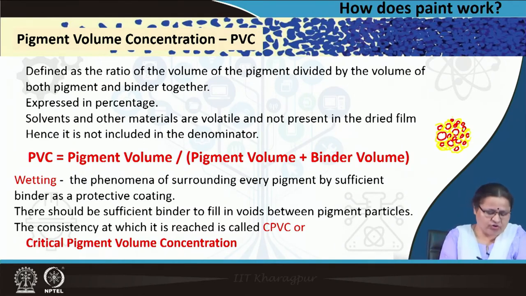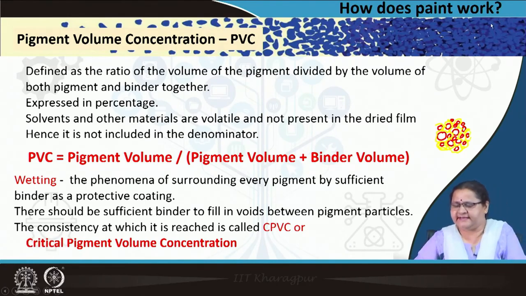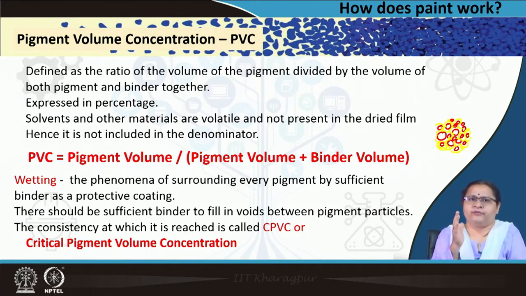If you see the picture on the top, on this end it has more binder, more pigment, more base, and gradually it is thinning out at this end. So the critical pigment volume concentration is reached here, and here maybe there is more base. At some point here it is reached, and on this side it qualifies as paint. So below the CPVC, we say it is paint. If it is above the CPVC, then it is not paint.